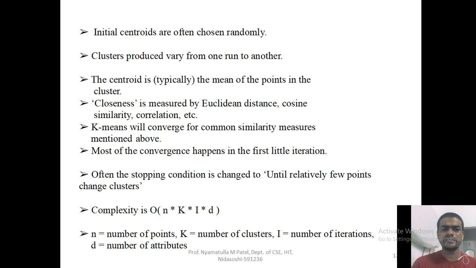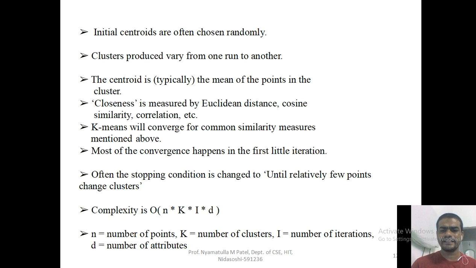So, the k-means algorithm will converge for the common similarity measures mentioned above. Most of the convergence happens in the first few iterations only. The basic advantage, the most important thing of the k-means algorithm, is that most of the convergence happens in the first iteration. Most of the times, the centroids you form in the first run will remain as they are.